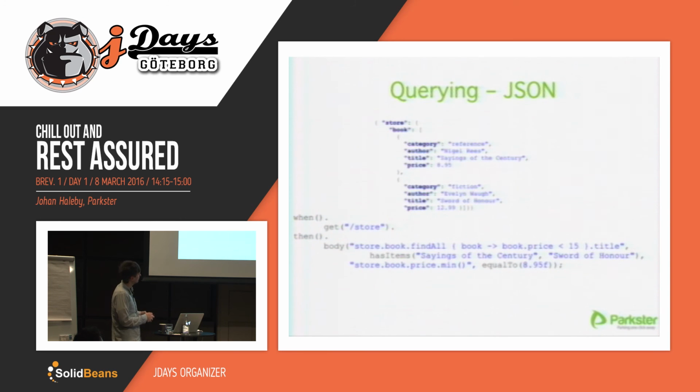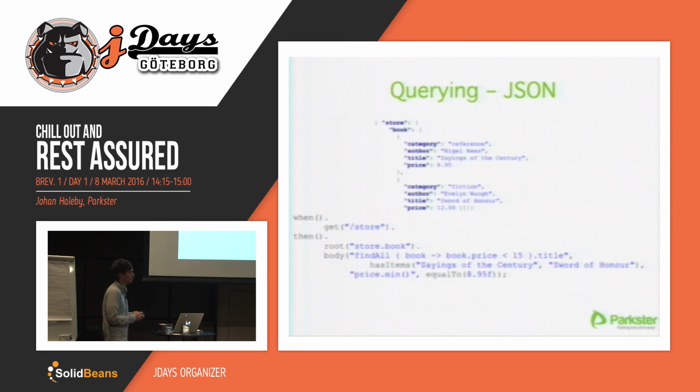And now I want to show you this because you can see here that we are repeating ourselves. We have store.book here in two places. So what you can typically do now is define a root path. So you say that the root path should be store.book, so you don't have to repeat it in the other expressions here. So that's pretty convenient.